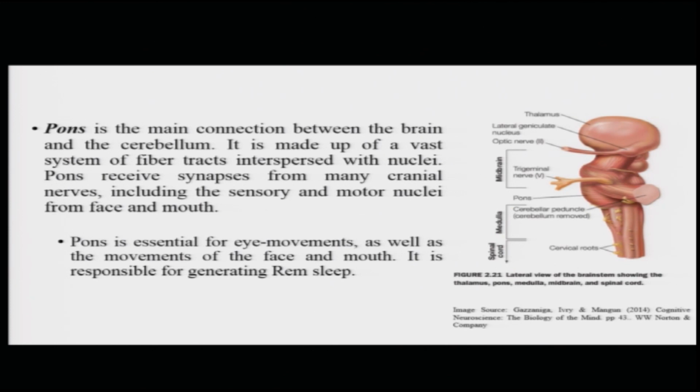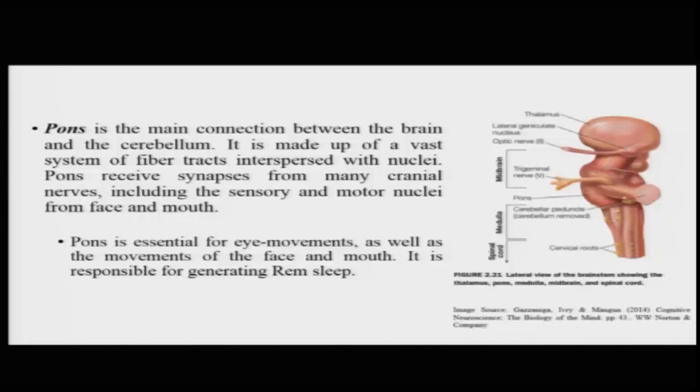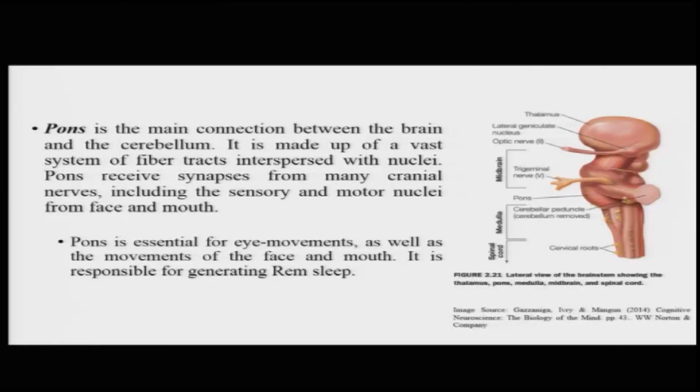Now, the other important structure in this brainstem is the pons. You can see it here, this is where the pons is located. The pons is the main connection between the brain and the cerebellum. We will talk about the cerebellum at the back, but between the brain and the cerebellum, the pons is made up of a vast system of fiber tracts which are interspersed with specific nuclei. When I was talking about nuclei, it is the bundle of cell bodies I mentioned a couple of slides ago. The pons receives synapses from many cranial nerves in the skull region, including the sensory and motor nuclei from face and mouth. So, this is also a region which is very important for facial movement.